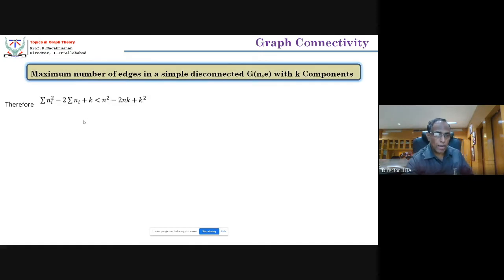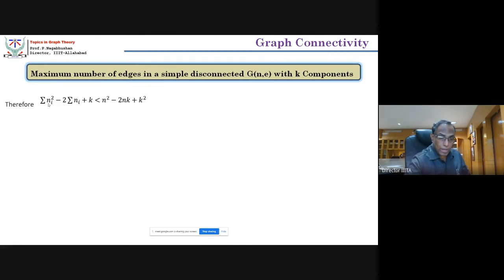So next, what I have written is sigma n_i square minus 2 sigma n_i plus k should be less than or equal to this side. Left hand side is this. RHS is (n minus k) whole square, which is n square minus 2nk plus k square. You know that the variables are n_i square and n_i, sigma n_i and sigma n_i square, and this is summed up over k. What is sigma n_i summed up over k? Sigma n_i summed up over k is n. You know that it is n.